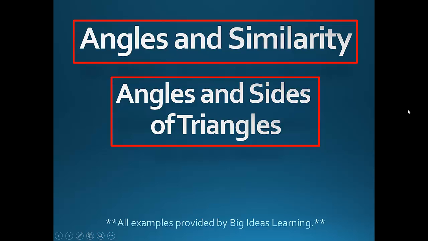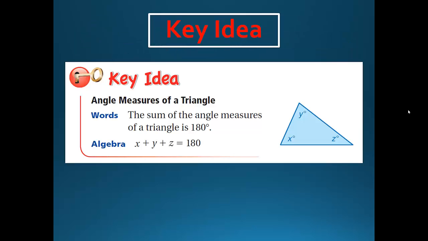Today's lesson is on angles and sides of triangles. First, we'll look at our key idea for angle measures of a triangle. The sum of the angle measures of a triangle is 180 degrees. So x plus y plus z would equal 180.